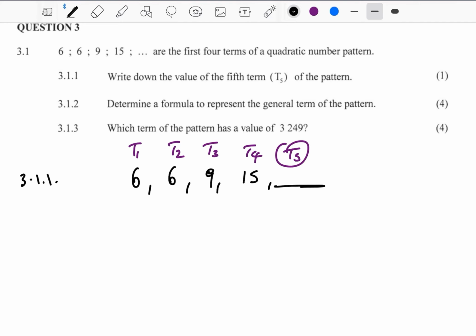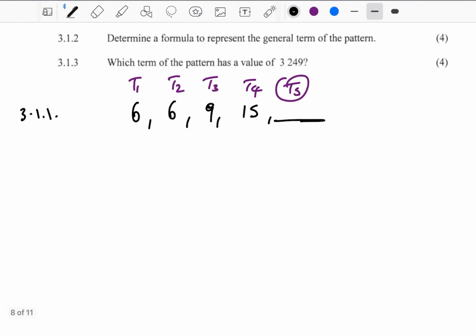The way to do this is to use this methodology. You need to find the first difference sequence and then find the second difference sequence, and the second difference sequence is always constant. If I say it's always constant, it means that all the terms in that sequence are going to be the same. Let me just show you what I mean by that.